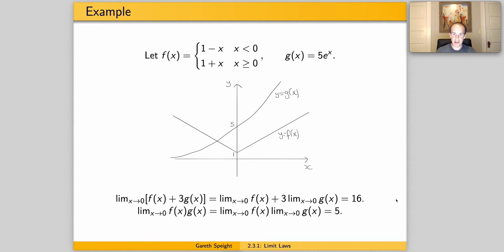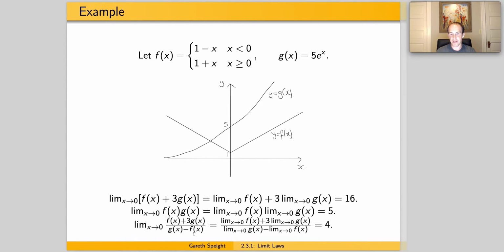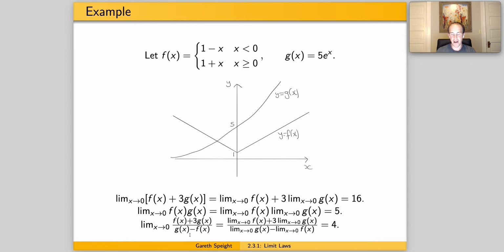Okay. And similarly with products, right, we know that the limit of f as x tends to 0 exists, the limit of g as x tends to 0 exists. So the limit laws tell us that we can calculate the limit of f times g. It's going to be the limit of f times the limit of g. So in this case, we're going to get 1 times 5, we're going to get 5. Okay. And then finally, we have quite a complicated expression here, f plus 3g divided by g minus f.